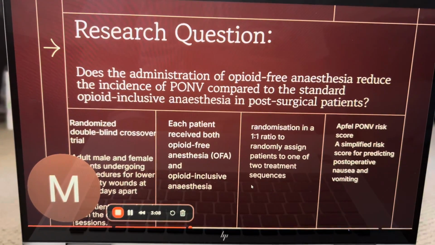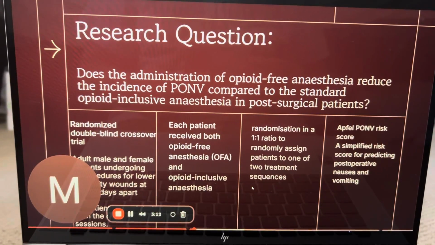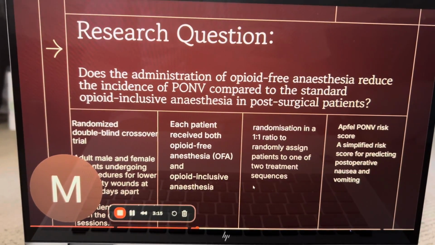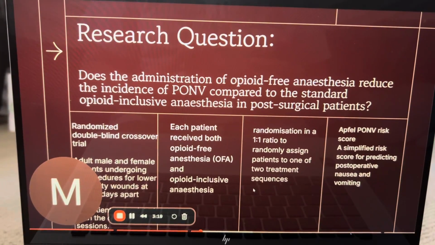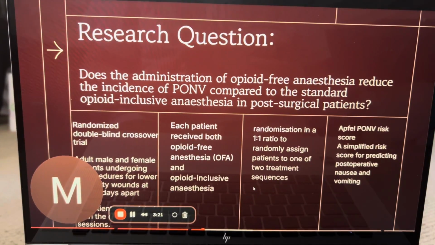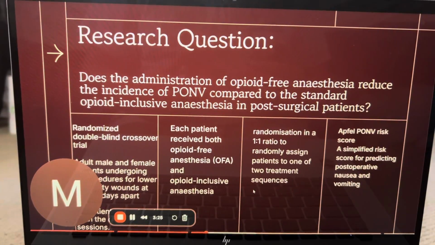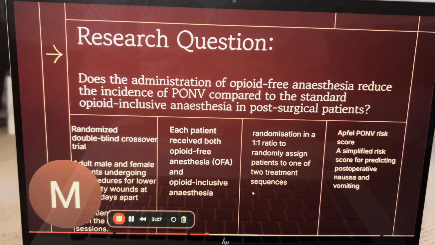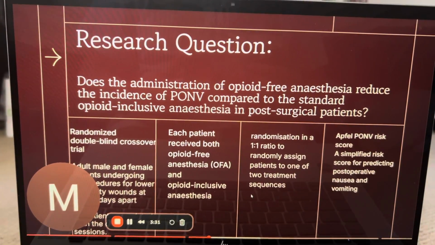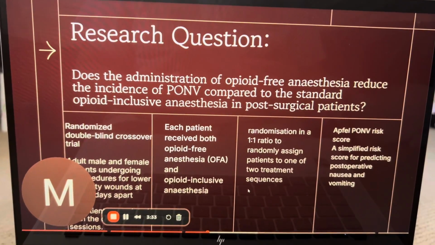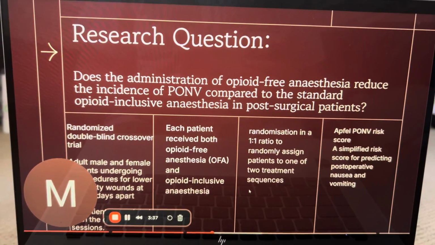Each patient received both opioid-free anesthesia, or OFA, and opioid-inclusive anesthesia, with a randomized 1-to-1 ratio to assign patients to one of these 2 treatment sequences, either taking the opioid-free anesthesia first, then following with the opioid-inclusive anesthesia, or vice versa. These were recorded on the Apfel postoperative nausea and vomiting risk score in order to collect data.